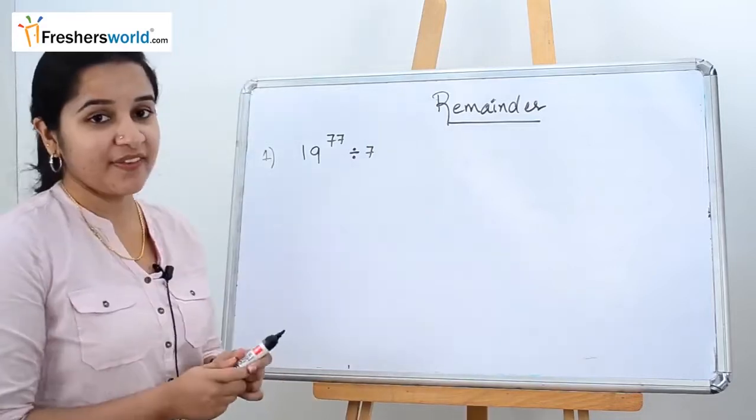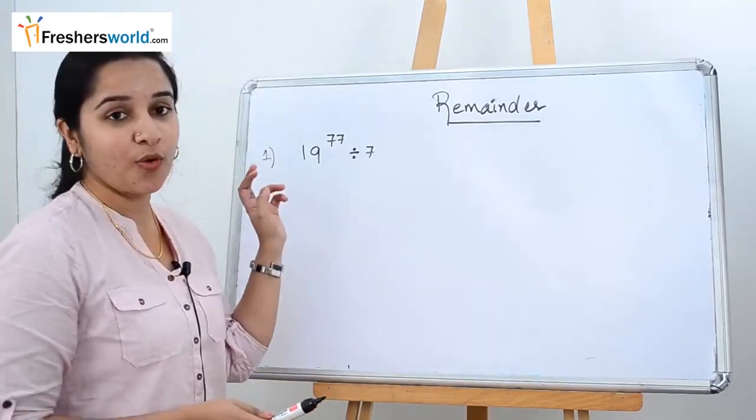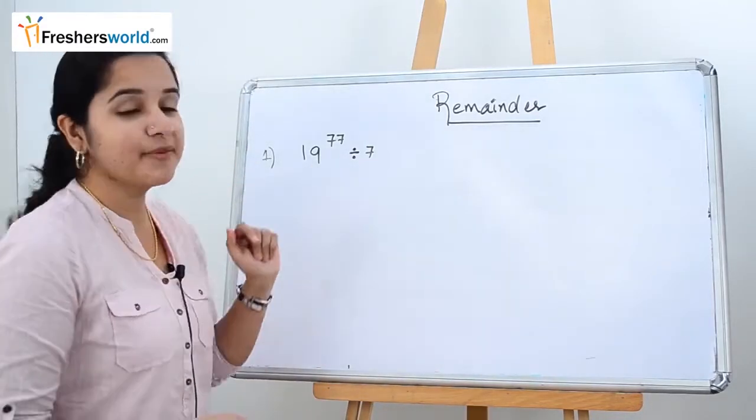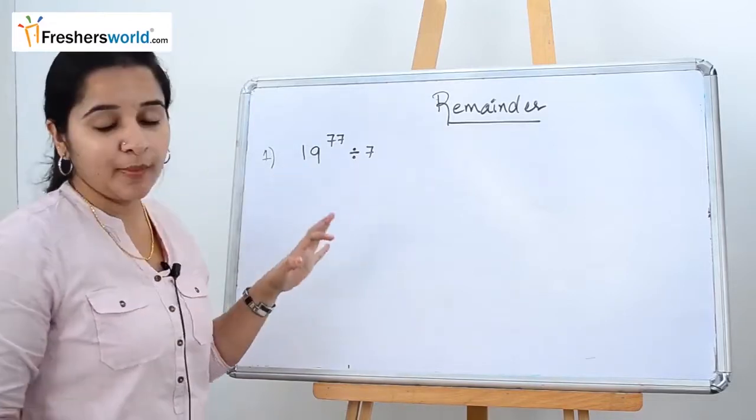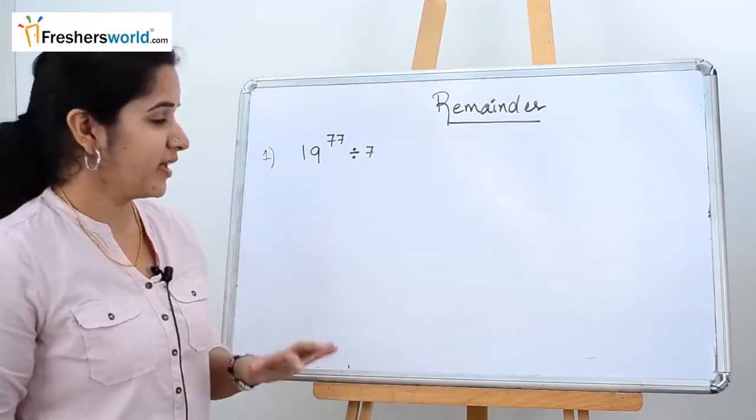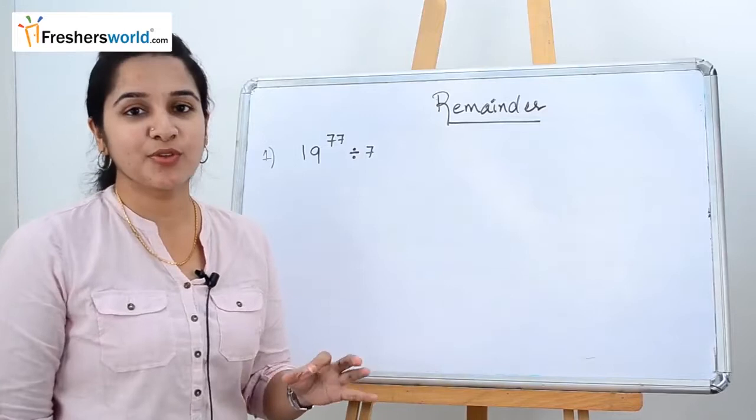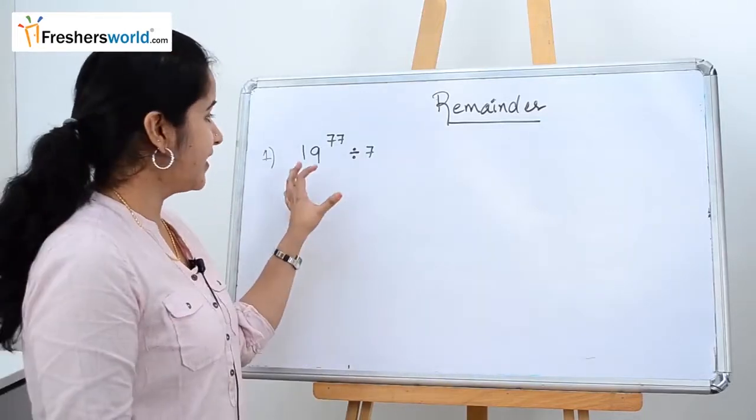So the question that I have given today is 19 to the power 77 divided by 7. If you are going to solve it normally, it's going to take a lot of time for you. Let's see how to do it. There are a few steps, you should know them by heart to find it very easily.